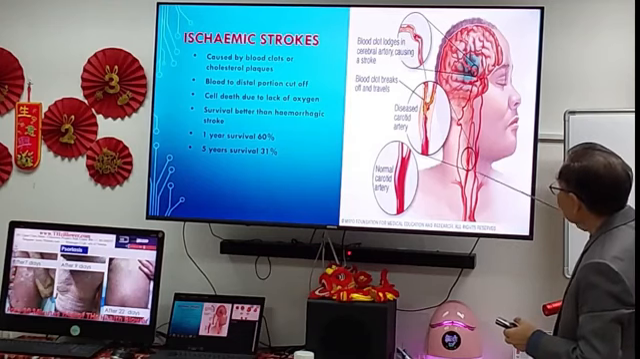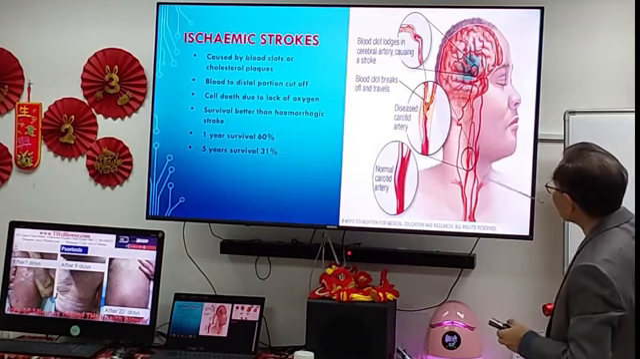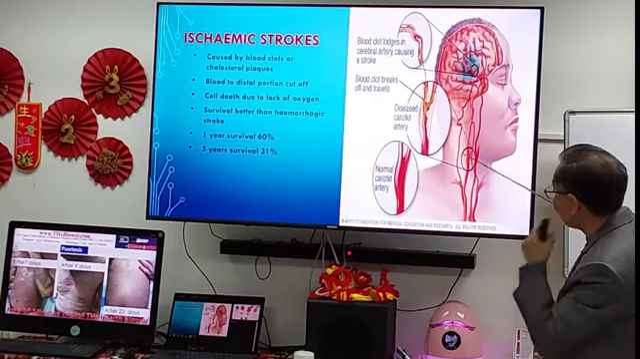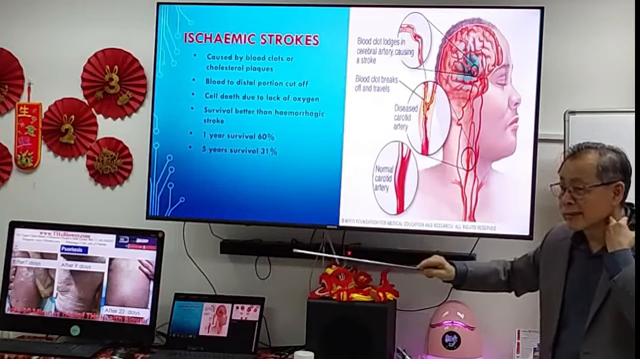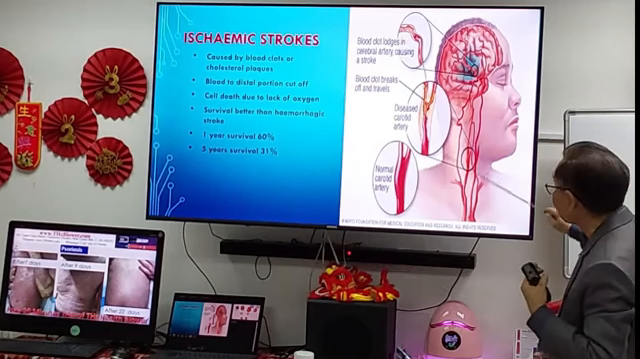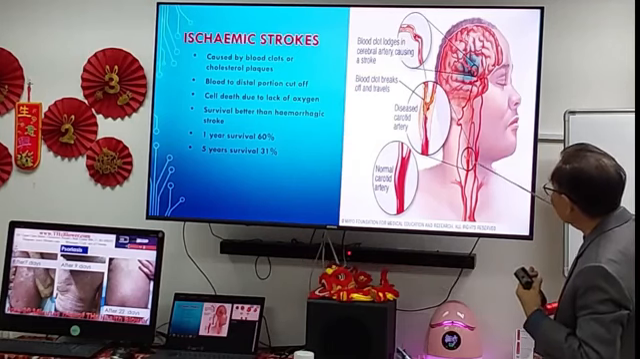On the neck, this is one area where it can be blocked. This is the carotid artery. You can actually feel it here. You put your hand there and you can feel the pulse. That's where the carotid artery is. It divides into two, and this is where it can be blocked.